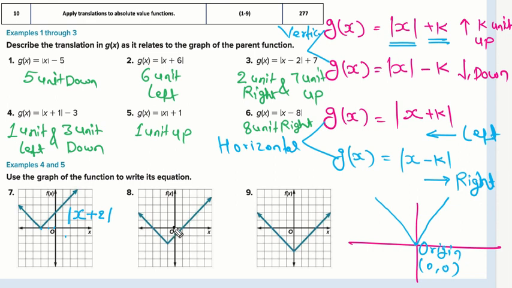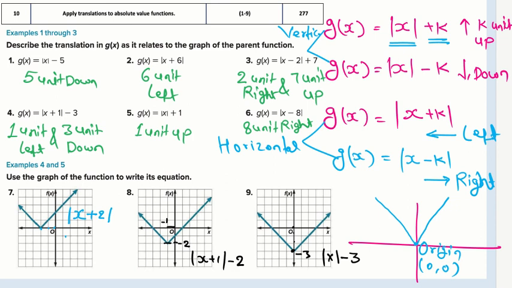Now here if you look, this has gone 1 unit left, and how many units down? 1, 2. It has gone 2 units down. So this will be 1 unit left, so x plus 1, and 2 units down, so minus 2. Let me just rewrite again: mod of x plus 1 minus 2. 1 unit left and 2 units down. Now if you look at this one, is it going left and right? No, it has only gone down. So this is 0, minus 1, minus 2, and minus 3. So it has gone 3 units down. So mod of x minus 3. That is how you will write the equation for absolute value from the graph.